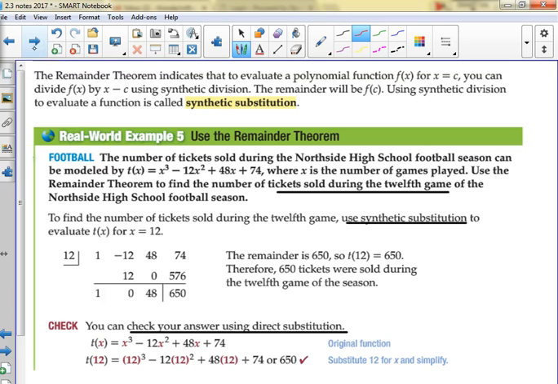What's it talking about? Well, the number of tickets sold during the Northside football game can be modeled by this crazy equation where x is the number of games. Use the remainder theorem to find the number of tickets sold during the 12th game. If we have a calculator handy, we could just type a 12 into all of these x's and be done with it, right? That would evaluate the function at 12. But if we didn't have a calculator handy, it might be easier to do this synthetic division.